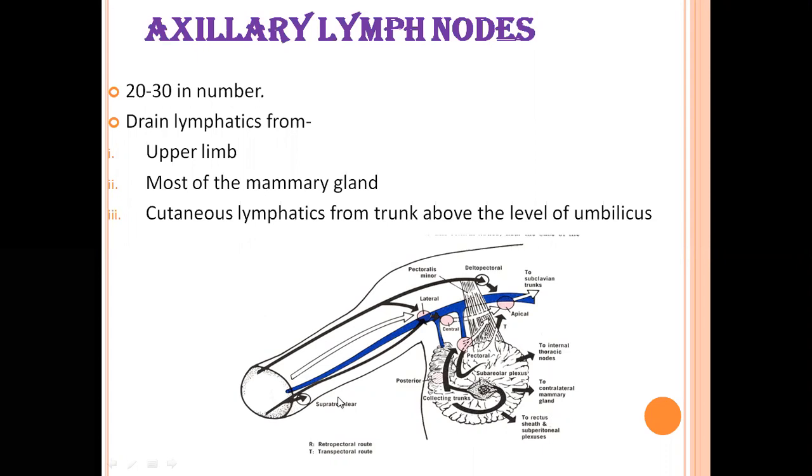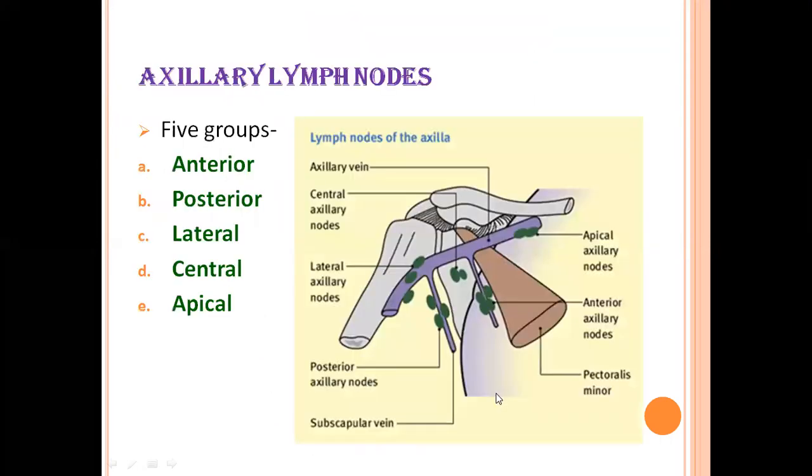gland. Cutaneous lymphatics from the trunk above the level of the umbilicus will be collected by the axillary group of lymph nodes. Now, how do we classify them? The axillary lymph nodes have been classified into 5 groups. What are those? Anterior group, posterior group, lateral group, central group and apical group. A part of this you should have studied when we were doing the mammary gland as well. Okay. So I asked you to remember certain names of the veins which correspond to the artery.